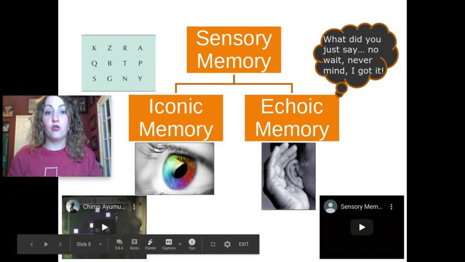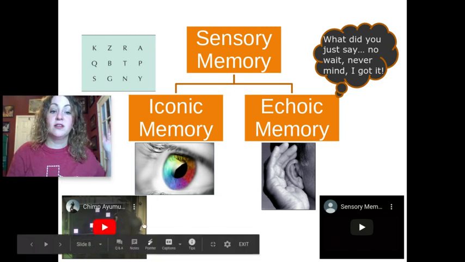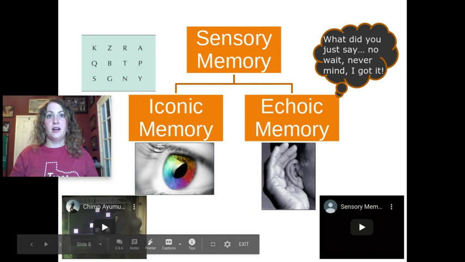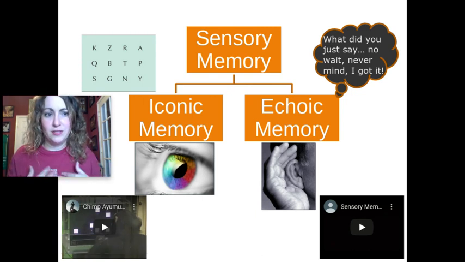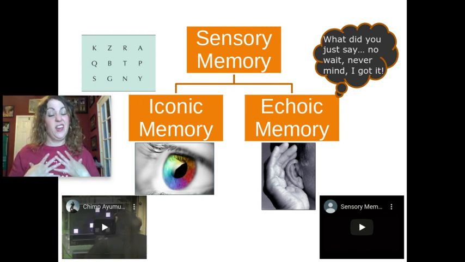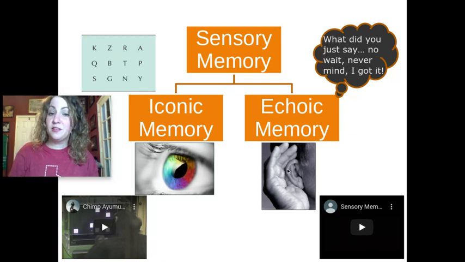It's really interesting how great this chimp's sensory memory is, his iconic memory specifically. And you'll kind of see it. It's kind of amazing. I think it's better memory than we have as humans. But another sensory memory is echoic memory, and this is your auditory memory.